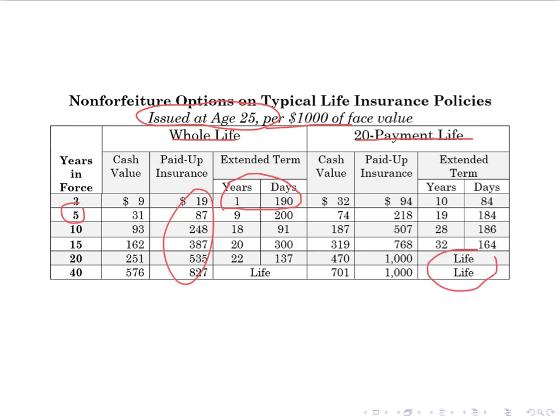Notice after 20 years, there's really no reason to stop paying because it already is being stopped paying. So that's why these say life up here, and the paid up insurance is the whole amount. Over on the whole life, if I've paid for 40 years, I'm still covered for the rest of my life.